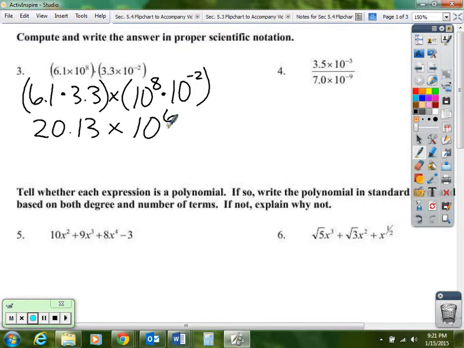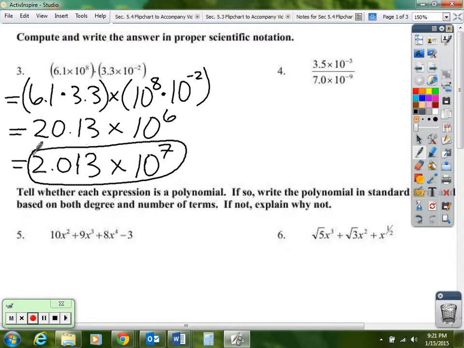This is not in proper scientific notation. We need to move the decimal point one place to the left so that this number is between 1 and 10. 2.013. Since we divided that number by 10, we must multiply the power of 10 by 10, thus increasing the exponent. Move the decimal point to the left, increase the exponent. This is 10 to the positive 7. That's our final answer for number 4.